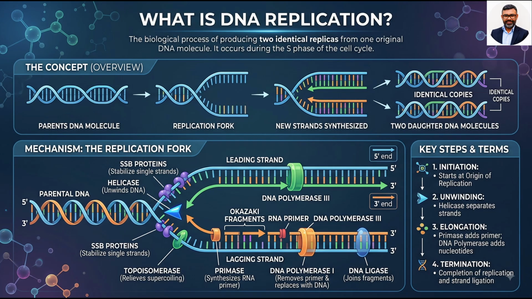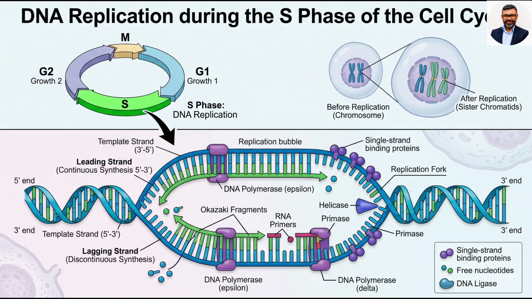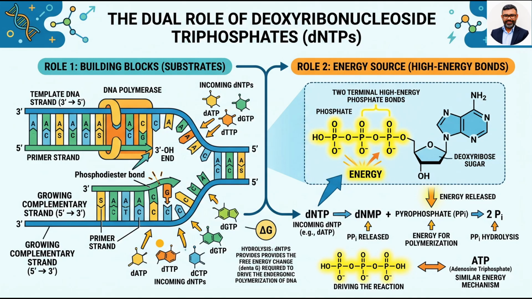DNA replication is the biological process where a cell makes an exact copy of its DNA before cell division. This ensures that every new daughter cell gets a complete and identical set of genetic instructions. DNA replication takes place during the S phase, synthesis phase of interphase in the cell cycle.